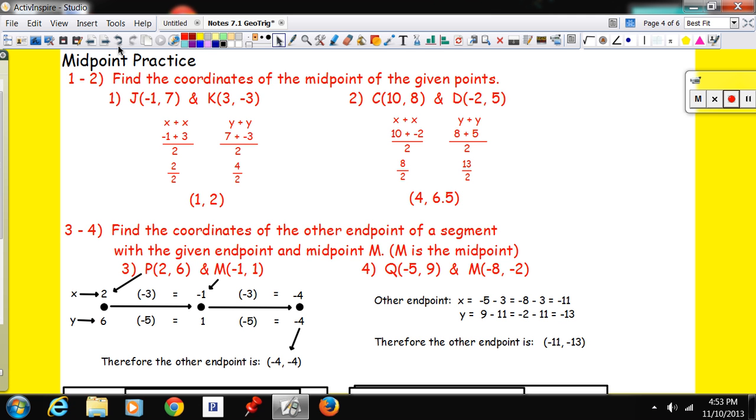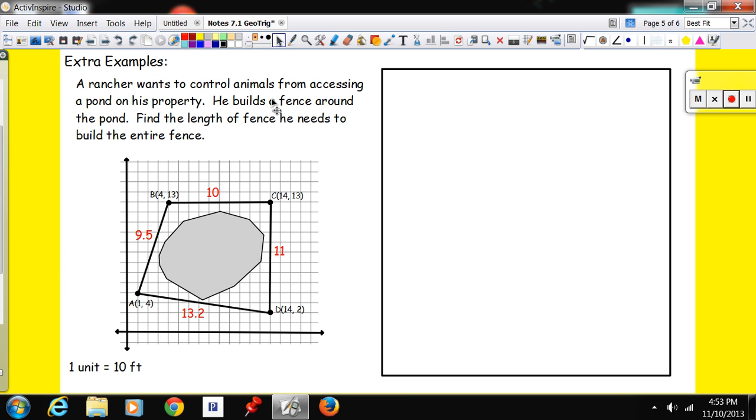Okay, a couple last examples, 2 examples, one on each page. It says a rancher wants to control animals from accessing a pond on his property. He builds a fence around the pond. Find the length of the fence he needs to build the entire fence. So find the length that he needs to go all the way around. So we've got all the points. One unit on this grid is 10 feet.